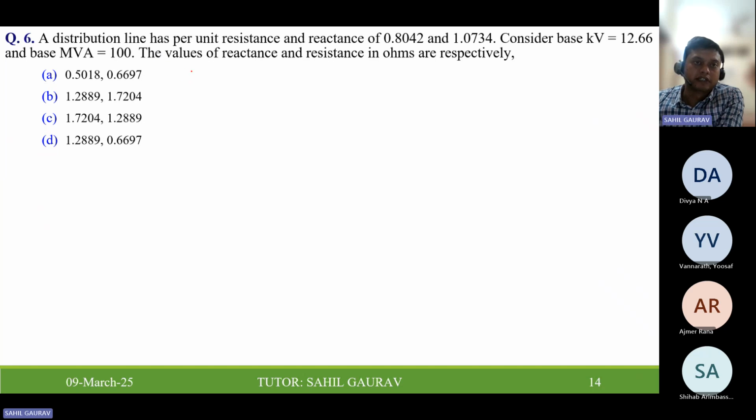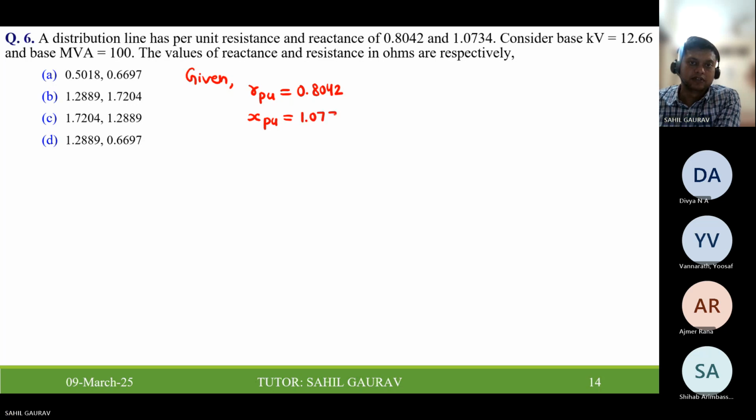Per unit resistance and reactance values are given. R per unit is 0.8042. Is it A? No, A is not correct. X per unit is given as 1.0734, and kV base is given as 12.66 kV and MVA base is given as 100 MVA.